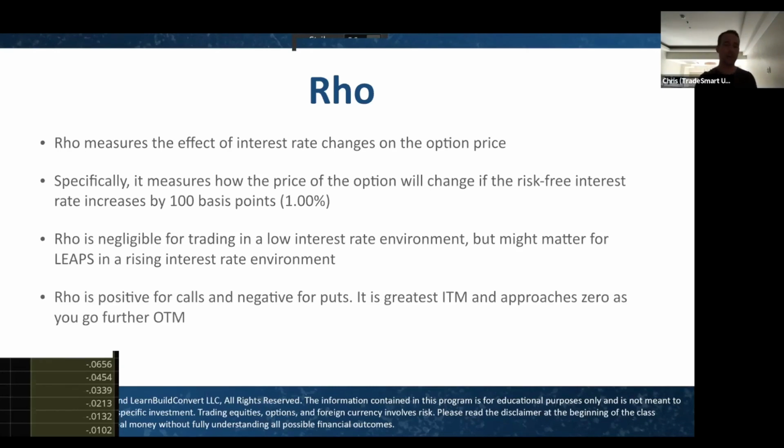Rho is going to be positive for calls and negative for puts, meaning that call options benefit from interest rates going up, while put options get hurt by interest rates going up. Rho is greatest in the money and approaches zero as you go further out of the money, just like delta does.